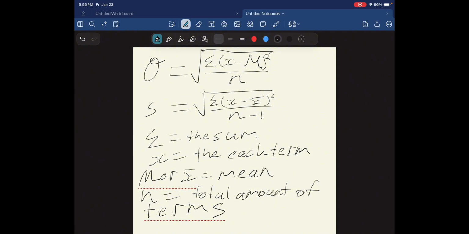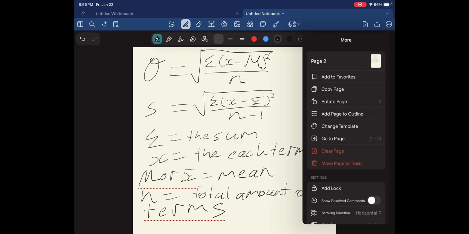Okay, so I'm gonna do a couple examples to make this easier to understand. Okay, so say I have a data set of, let's do 3, 7, and I don't know, let's go 13, right? That's my data set, 3 numbers. So we're going to say that's my whole data set, that's my population.